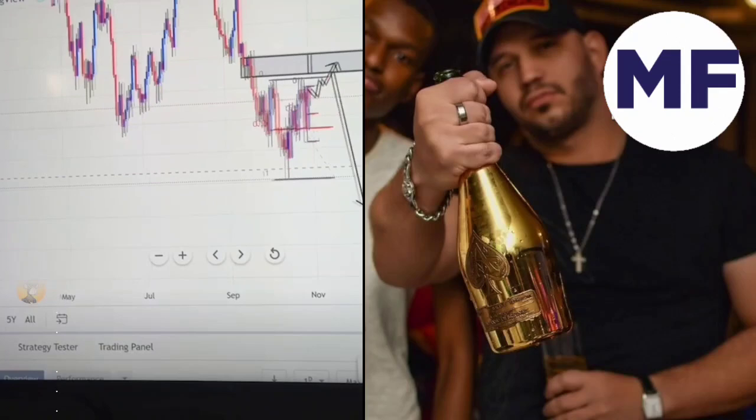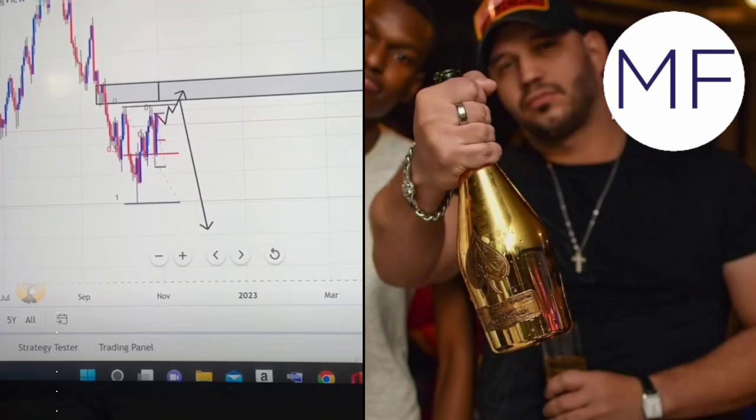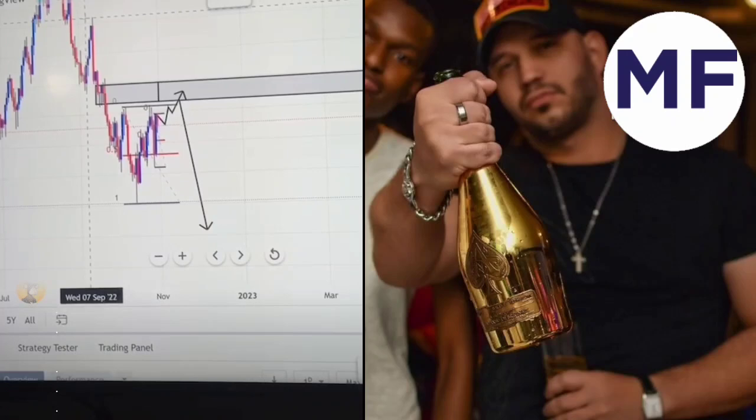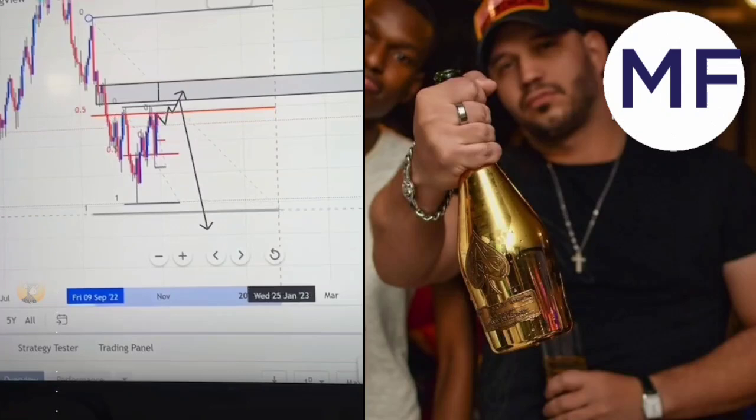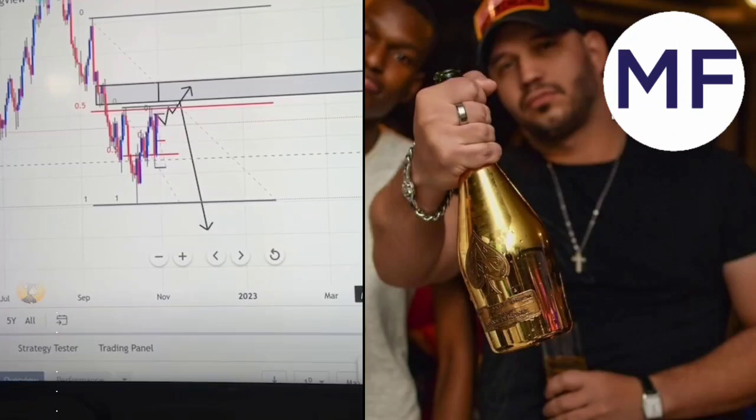But what were they doing? They were buying into premium. Look at this. They were buying into premium on this time frame. Here we are, here's a high. There's a low. They are at premium price. They are above the 50. They are in premium in order to sell off.